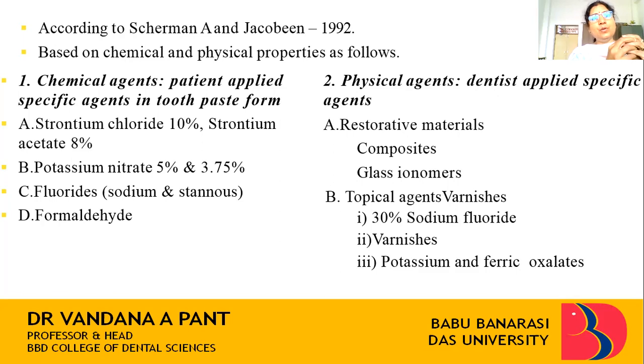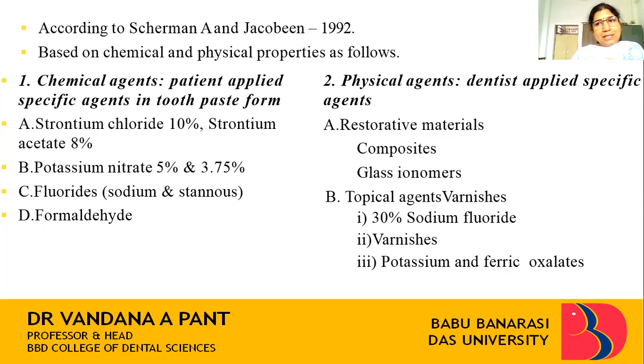Now these dentinal tubule openings can be sealed in various ways. So one is the chemical method. In the chemical method, strontium chloride 10% and strontium acetate 8% are used so that they form a complex with the hydroxyapatite of the enamel or the dentine, and it blocks the dentinal tubule opening. So very commonly this strontium chloride and strontium acetate are being used in various forms of paste. Here the patient can use it and can get rid of hypersensitivity.